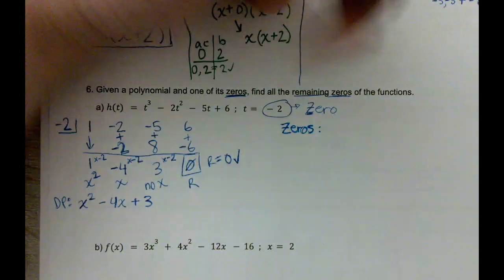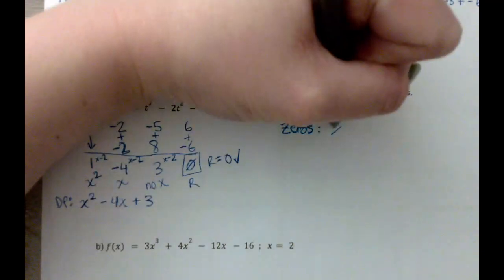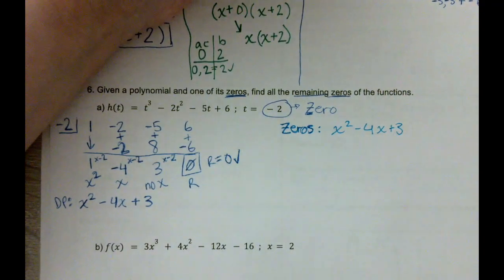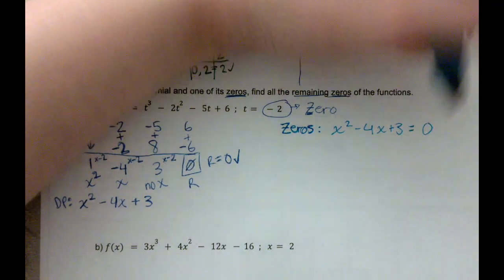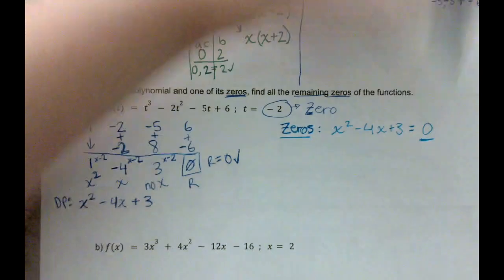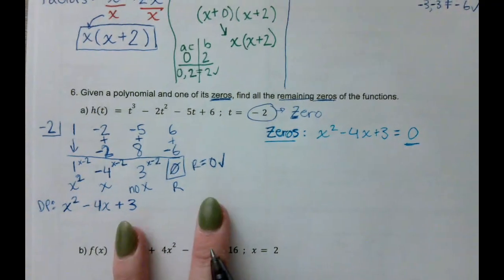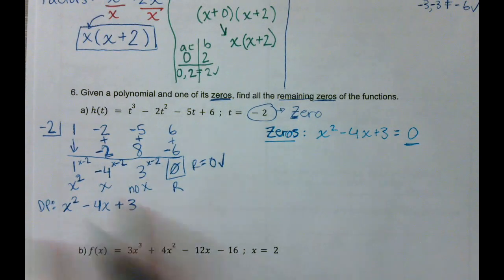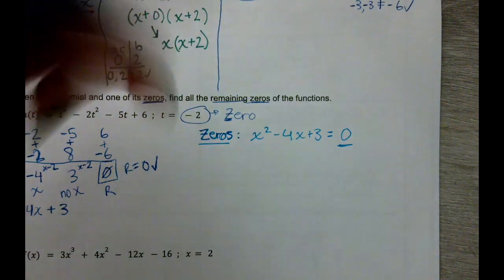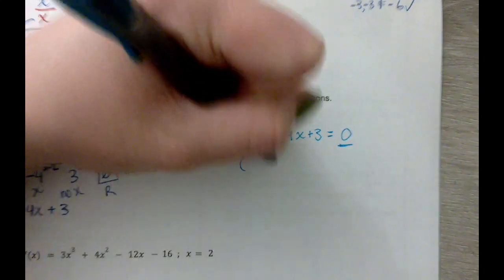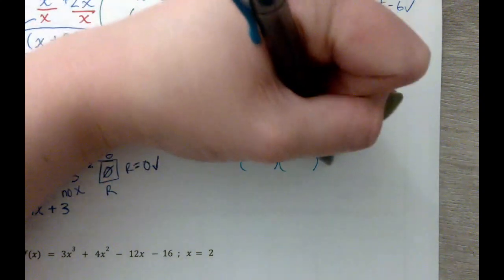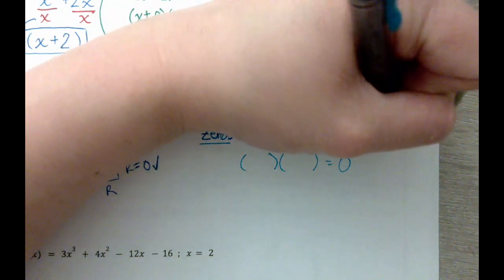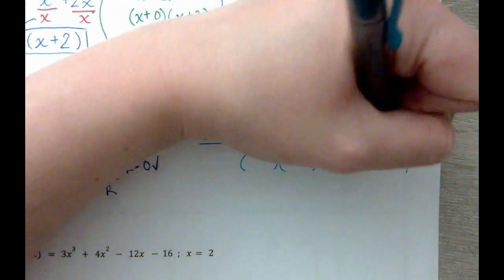So zeros means I take my depressed polynomial, x squared minus 4x plus 3. And then zeros tells you that you need to set it equal to 0. So if you see the word 0, there is a 0 involved. So this means I'm going to factor and solve. All right, so let's factor first. ACB chart, if it helps you. Let's try that again. ACB chart.